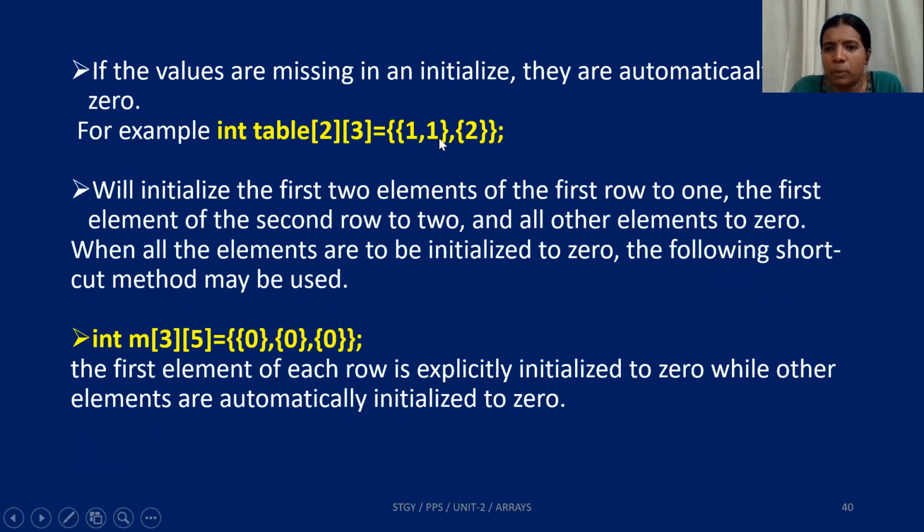So the first 2 elements will be 1, 1, and the third element will be 0. In this row, there is only one element, 2. So the element will be 2 and the rest 2 elements will be zeros. 2, 0, 0. That's how it is stored.